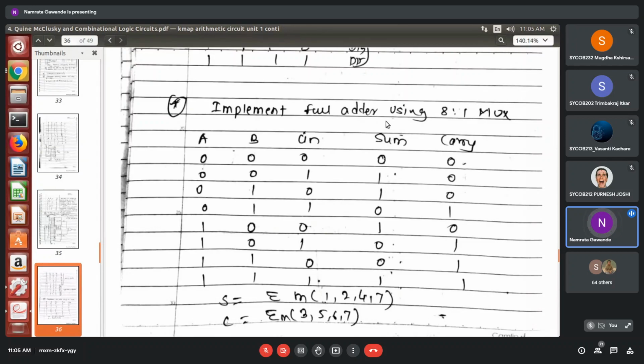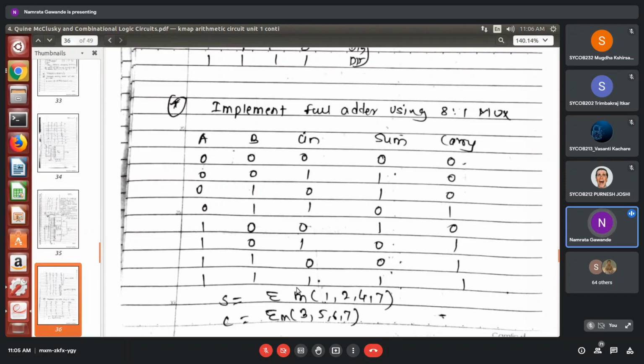Yesterday only I told you the application of multiplexer. Why is it used? It is used in digital electronics to reduce the number of connections, right? Instead of using a number of gates, I can use the multiplexer IC and implement the half adder, full adder, any combinational circuit, right? Now, similarly, the question is, implement the full adder using 8:1 mux. So how to implement the full adder using 8:1 mux?